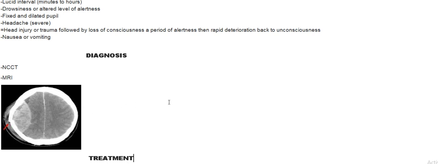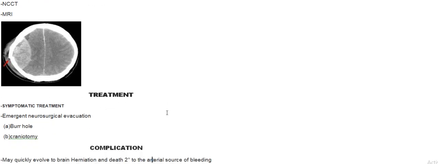After we make the diagnosis using NCCT and the symptoms, we will go for treatment. First we treat symptomatically. If there is a head injury, there must be cranial hypertension, so we give mannitol. If the BP is increased, then we give an antihypertensive drug. Whatever symptoms the patient has, we treat accordingly. After that, for definitive treatment, we can go for neurosurgical evacuation like burr hole surgery or craniotomy.